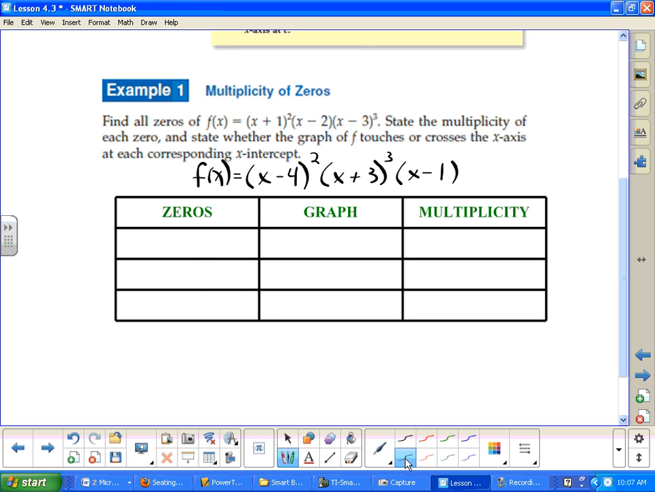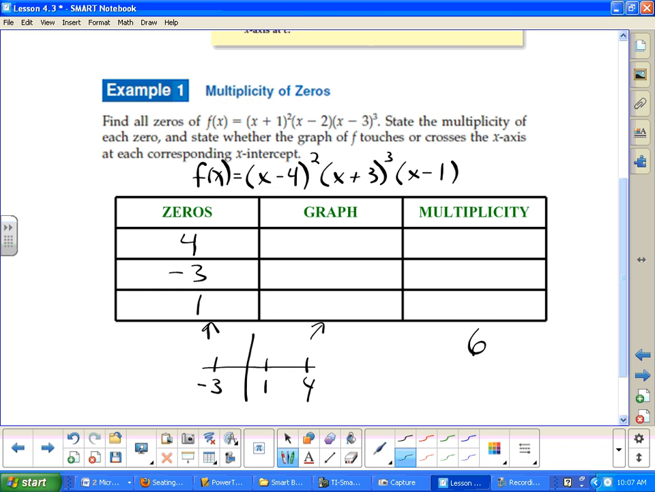So here our zeros are at 4, negative 3, and positive 1. Now the graph for these, if I drew a graph, I have zeros at positive 1, positive 4, and over here at negative 3. First of all, we need to look at the degree. The degree of this is 2 plus 3 plus 1, which is 6. So when I'm all done, my multiplicity has to add up to 6. Since this is a 6th degree polynomial with a leading coefficient of 1, that means on the ends, this graph is going to go up here and up there, because it's even degree with a positive leading coefficient.